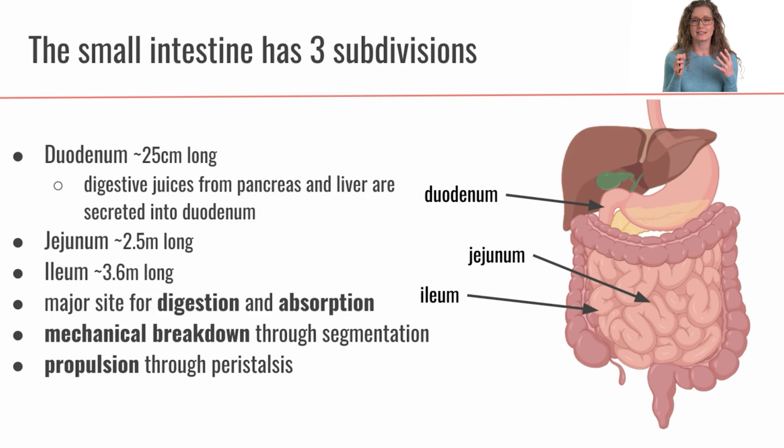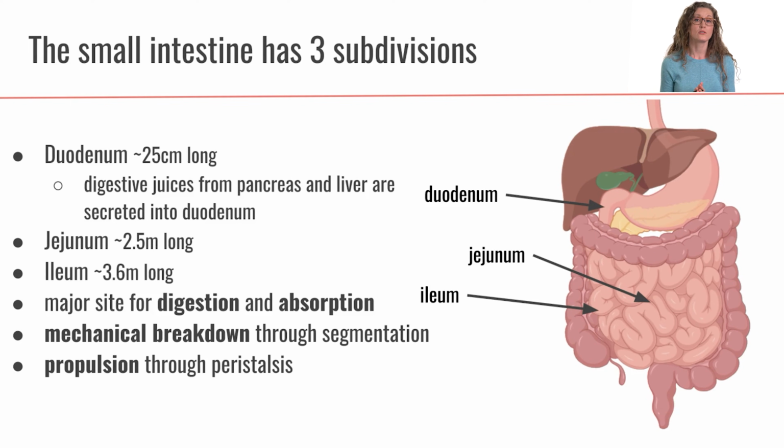Now, the small intestine is the major site for digestion and absorption. So far in the gastrointestinal tract, we have talked about how there was a little bit of digestion that took place in the mouth, a little bit of protein digestion that took place in the stomach, a little bit of absorption just of alcohol from the stomach. But the vast majority of chemical breakdown, of digestion, as well as absorption of nutrients from the lumen into our bloodstream is going to be taking place in the small intestine.